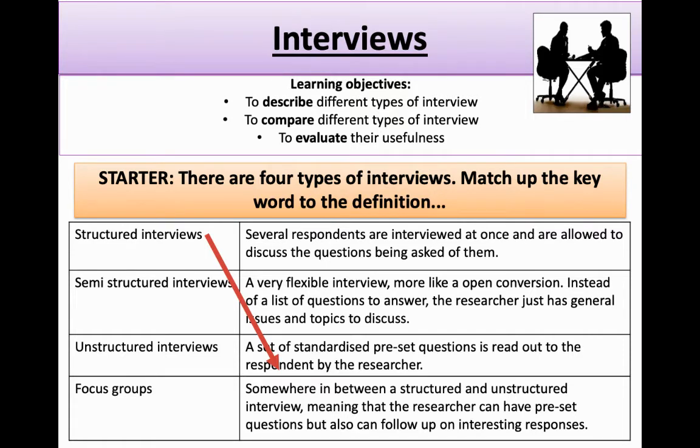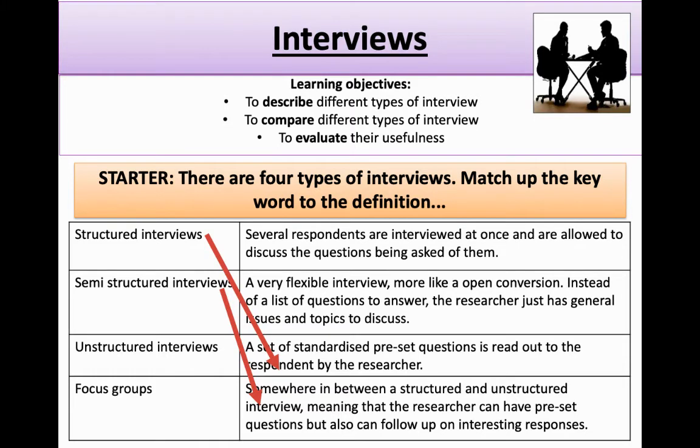Okay, hopefully you would have had a chance to complete the starter activity. So if you could correct your answers, we're going to go through it now. Semi-structured interviews, as you may have worked out, is usually in the middle. Semi-structured interviews is somewhere in between a structured and unstructured interview, meaning that the researcher may well have a set of preset, pre-written questions, but it's semi-structured in the sense that the researcher may follow up on responses that the respondent provides, okay, to lead the way of the interview.